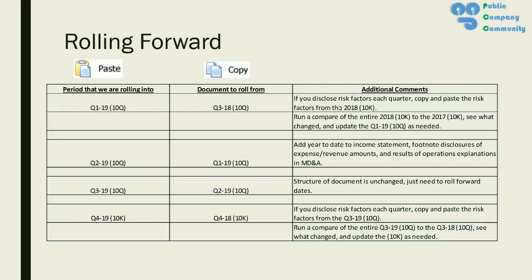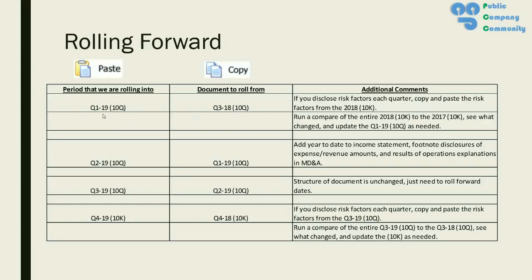So if we're rolling forward into the Q119 file, let's say, the easiest thing to do is to just copy the risk factors from the 10K after we've already rolled forward, right? Because once we've done this roll forward, we're now looking at an exact copy of the Q3 18 10Q, and we want it to be the Q119 10Q.